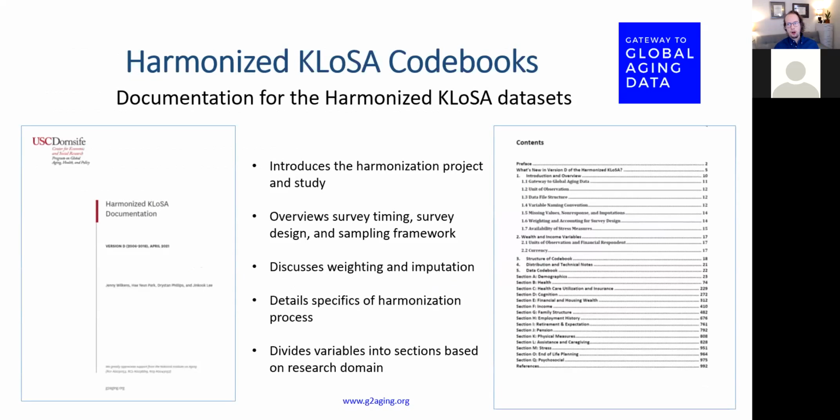One of the things we provide with all harmonized data sets is detailed code books. This is true for the Harmonized KLOSA and the Harmonized KLOSA end of life. These code books introduce the harmonization project and the study itself. They overview the survey timing, survey design, and sampling framework, some of the things that we've already gone over in this webinar. We discuss weighting, how you might weight your analysis, and imputation, so whether values have been imputed. We detail specifics of the harmonization process, and we divide variables into sections based on the research domain. So we saw those 15 sections for the Harmonized KLOSA before, and the 9 sections for the Harmonized KLOSA EOL.